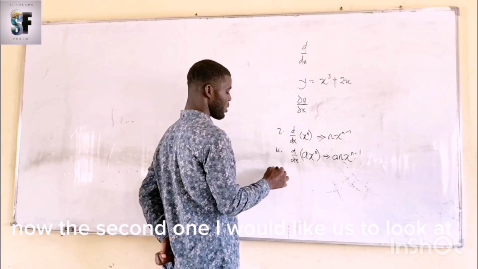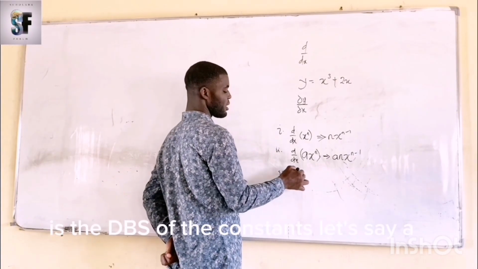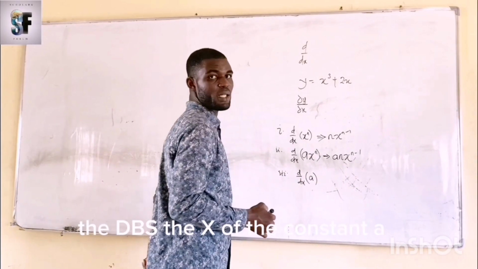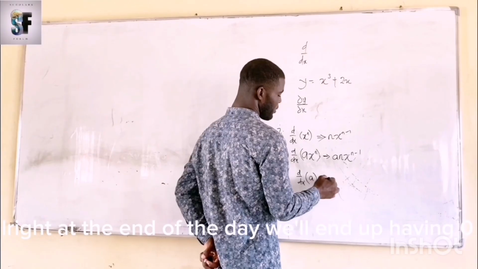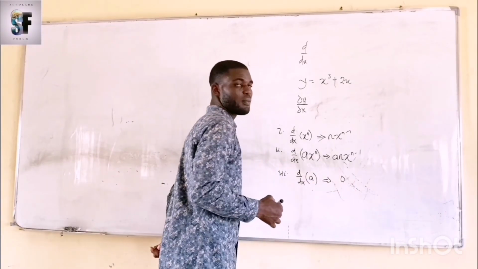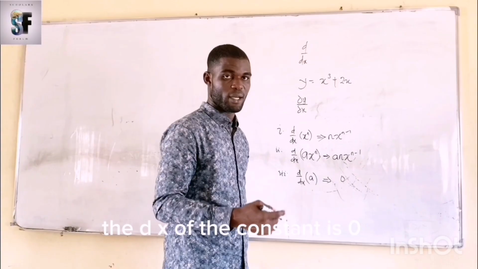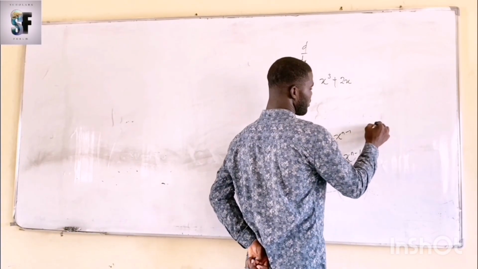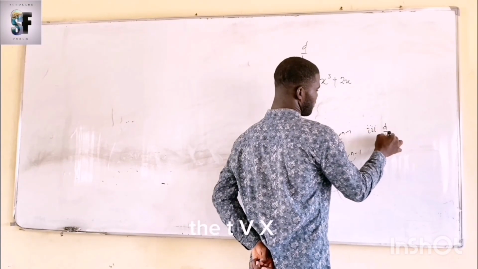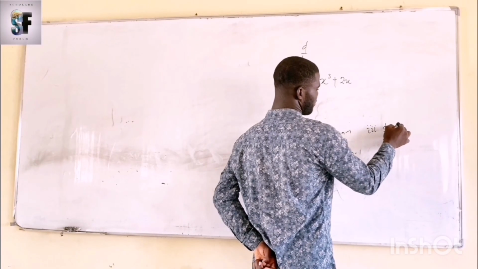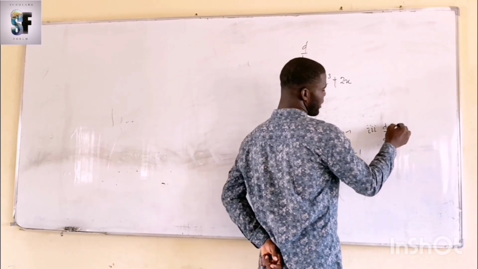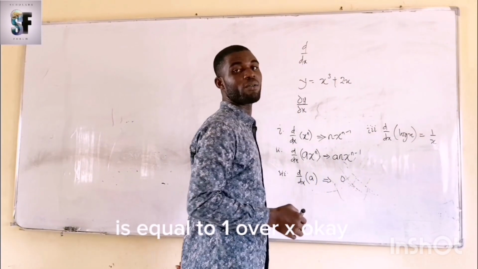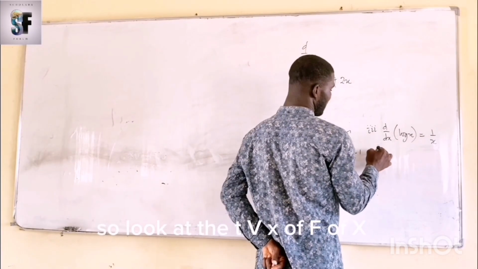Now, the second one I would like us to look at is d/dx of a constant. Let's say a. The d/dx of the constant a, at the end of the day, we will end up having 0. The d/dx of a constant is 0. Nothing more, nothing less than that. Now let's look at another rule. d/dx of log x is equal to 1 over x.